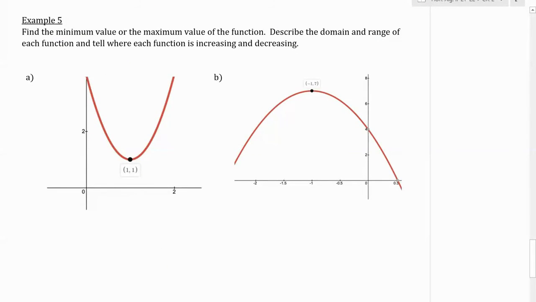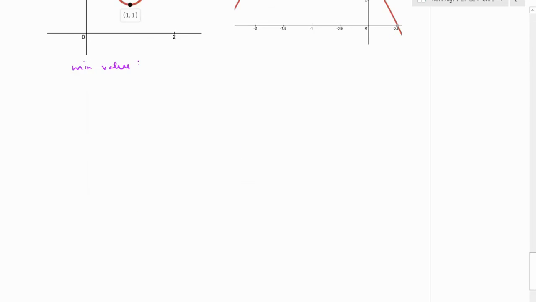Now, here's particularly how you answer these. It says find the minimum value or the maximum value of the function. The minimum and the maximum values of functions will never be points themselves. Like right here in this function, there's a minimum value because it's bottoming out. But the value of the function, let's talk about that.